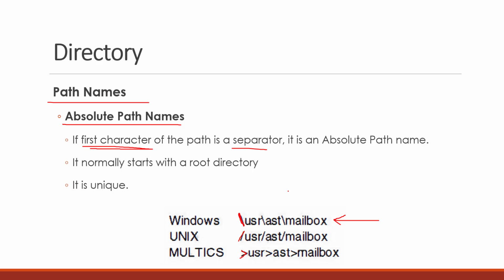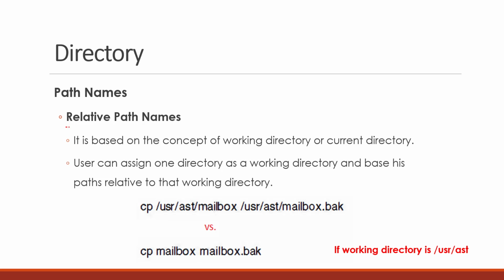Normally for Linux, and even for Windows, it starts with the root directory, the top directory, right? For Windows we normally use the backslash, and for Unix systems we use the forward slash. So this looks like an absolute path. And then there can be a relative path as well. A relative path means a path that is based on something else.